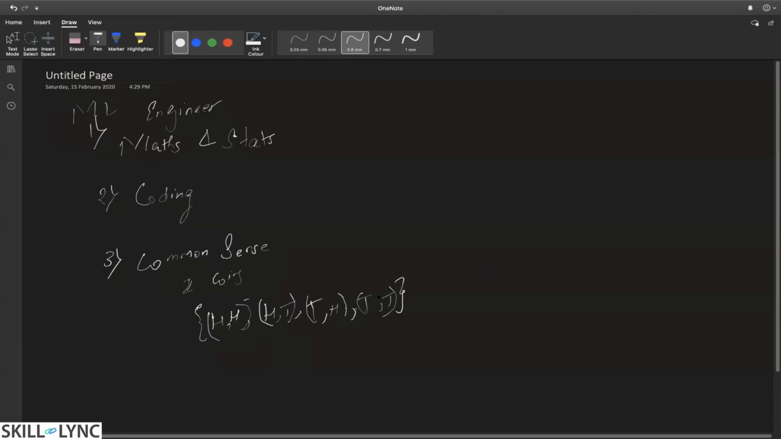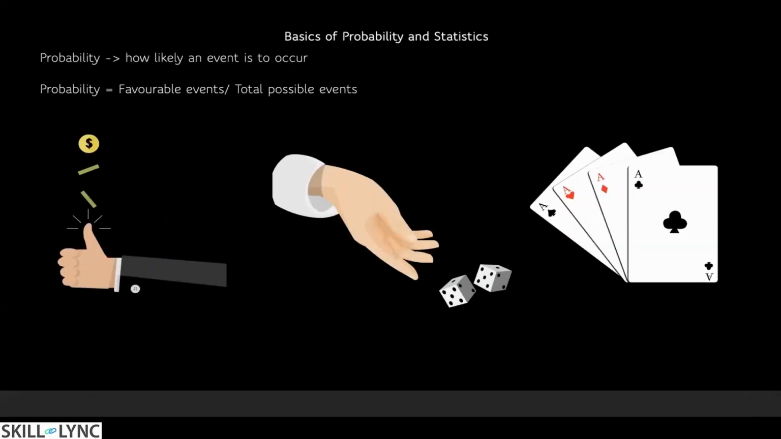So there are 4 outcomes when I'm tossing a coin 2 times, right? Head head, head tail, tail head, tail tail, right? So all the total possible events are 4. Now, what was the favorable event? Getting 2 heads, and that would be only one event, right? So the answer is 1 by 4. So I hope everyone is able to understand this.